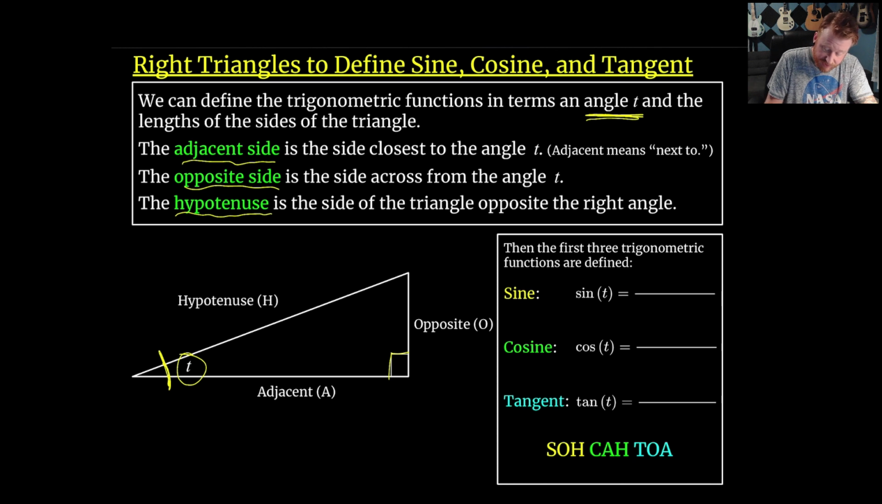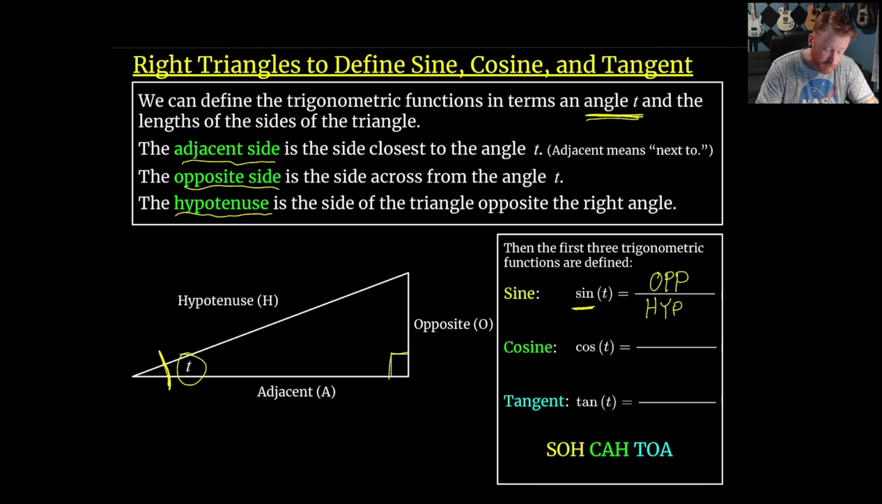If I want to find the sine of this angle t, the definition, this is just what we're told, is the ratio of the opposite side to the hypotenuse. So whatever those side lengths happen to be, we will look at that ratio, and that will be the sine of that angle t.